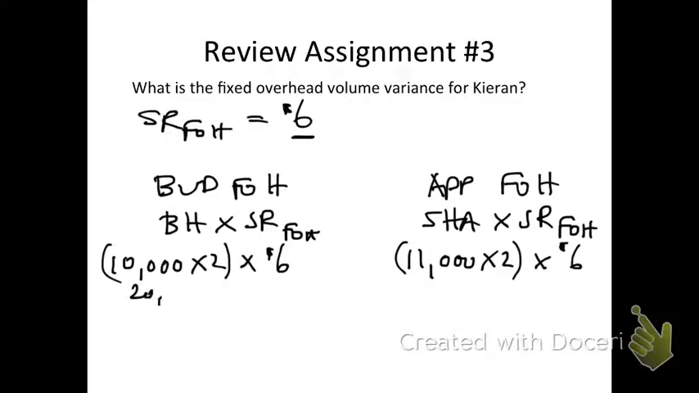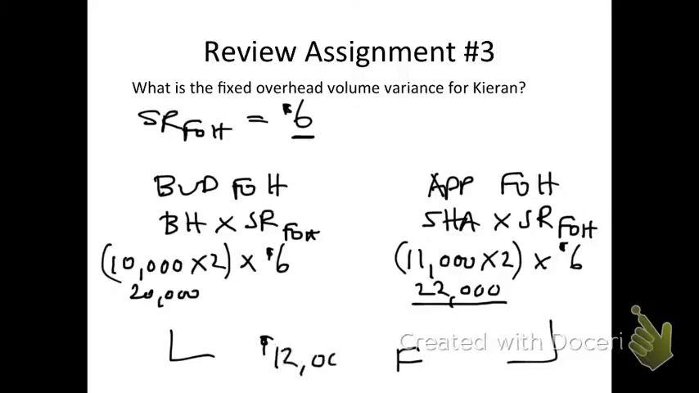So here we had 20,000 hours, and here we have 22,000 hours. Since we applied overhead on more hours than we expected, we will have over-applied overhead, and so I know that this volume variance is favorable. I've over-applied overhead, I've put too much cost into production, so I will have to take the costs back out. And so this actually turns out to be a $12,000 favorable volume variance.